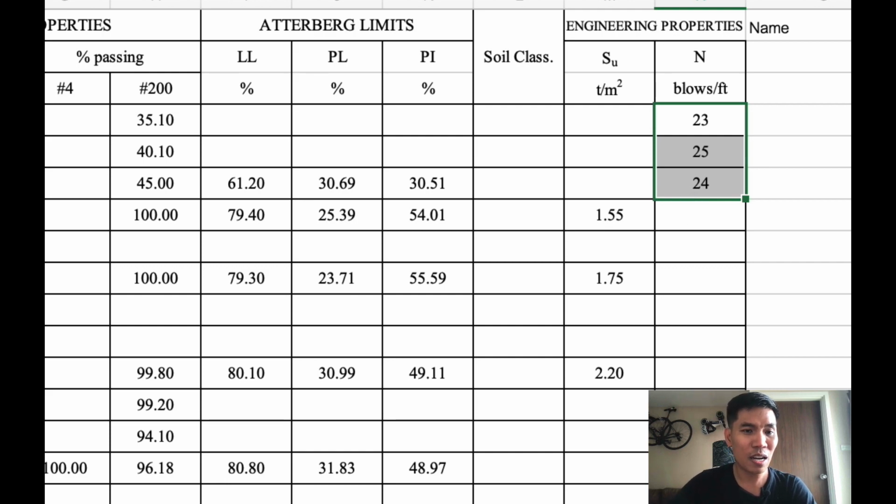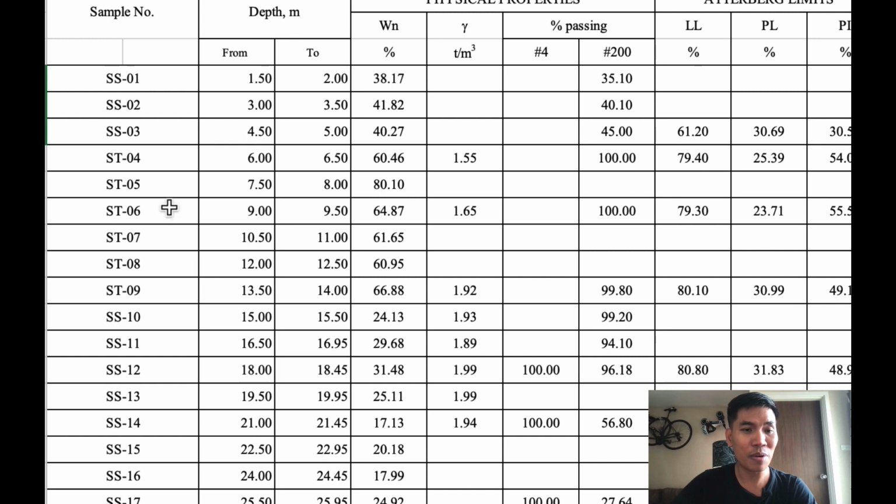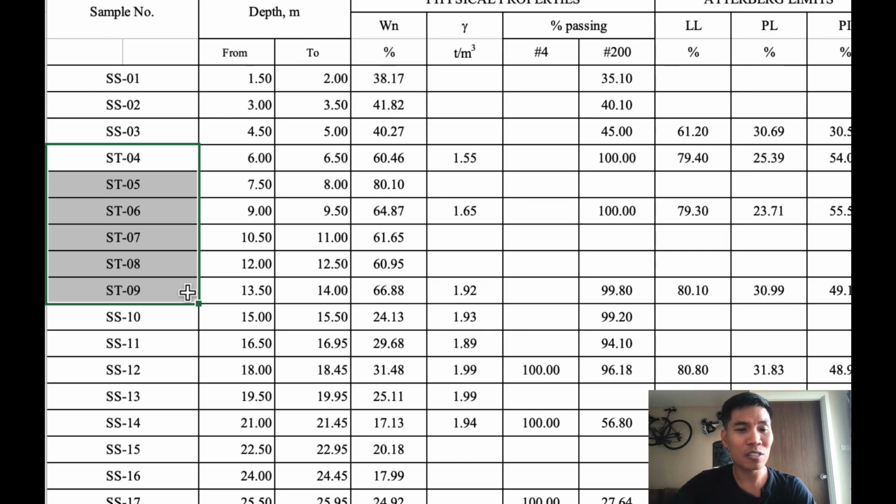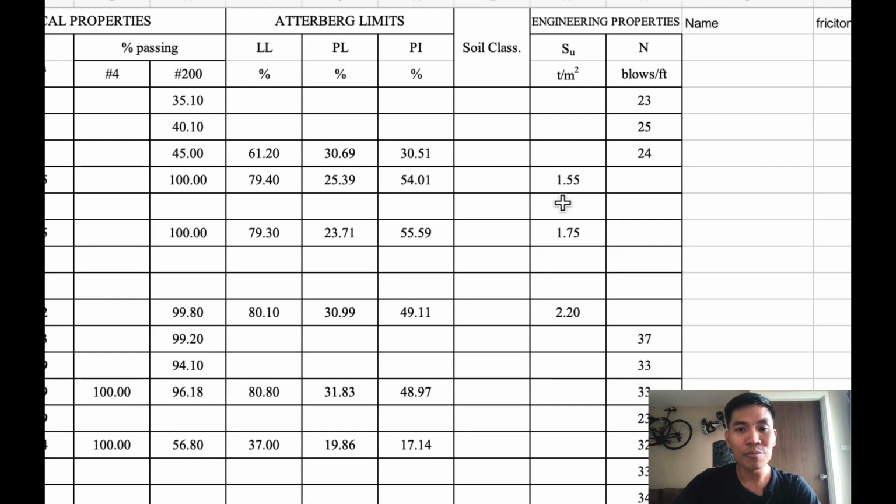After 5 meters, they start to collect the sample using the ST. ST is Shelby-Tube, or we can call it thin wall tube. The quality of the soil is better compared to the split sample. With the thin wall tube, we can get the result from the unconfined compression strength test. We have the SU, undrained shear strength.